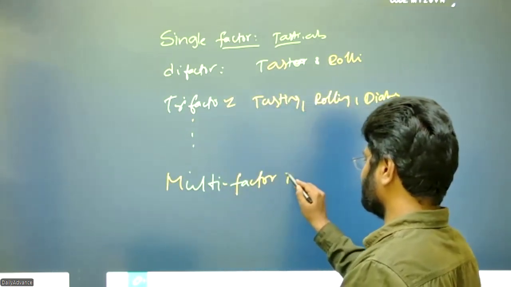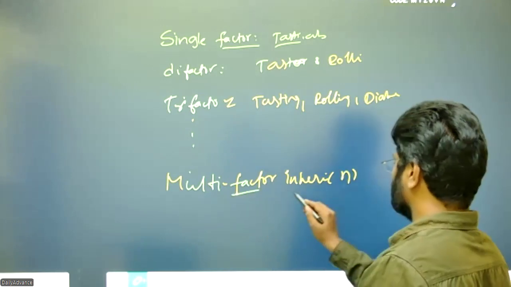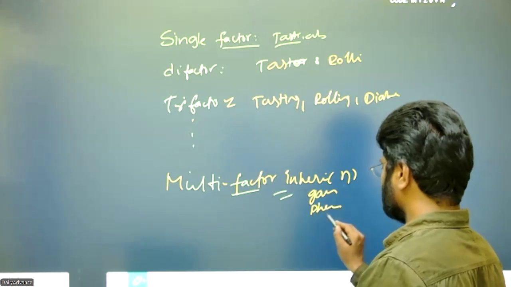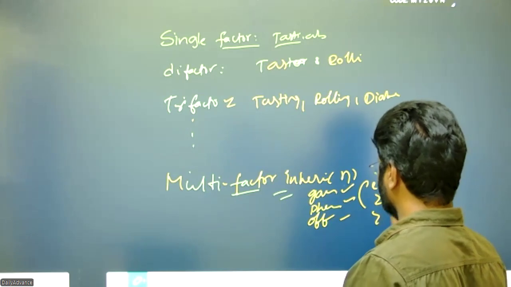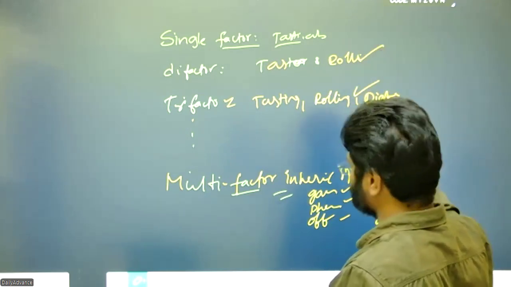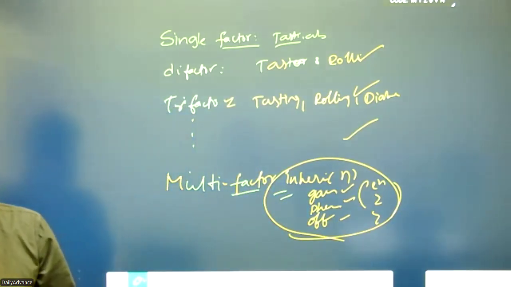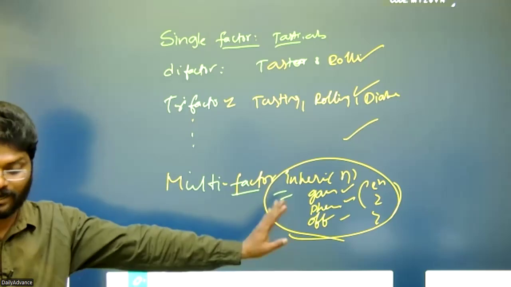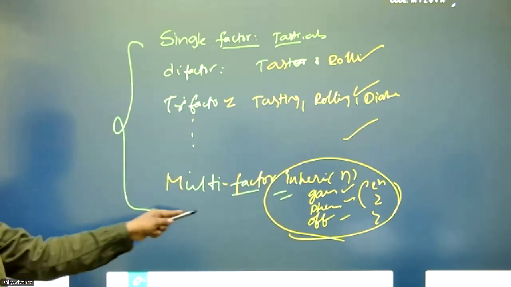So in multi-factor inheritance, factors are n. So number of gametes, number of phenotypes, number of offsprings, these are all the formulas I had given. This is how we can substitute n. Multi-factor means we have to write this final formula. If n characteristics are involved, what would be the number of gametes, phenotypes, genotypes, offsprings, you have to write as a formula. So this is all about the Mendelian laws.